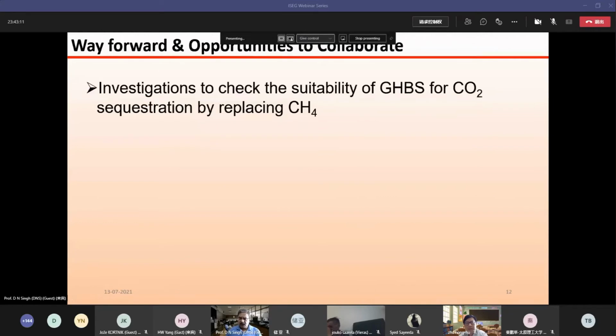So closing down my discussion for today, what is the way forward and what are the opportunities to collaborate? Because that is what is very, very important for all of us. You must have realized that this is a very complicated subject beyond the capabilities and capacities of individuals. But yes, our concepts are becoming clear by our studies and thoughts. I wish that investigation should be taken forward to study the suitability of gas hydrate bearing sediments for carbon dioxide sequestration, a very important latest topic which everybody is talking about, and for enhanced methane recovery.